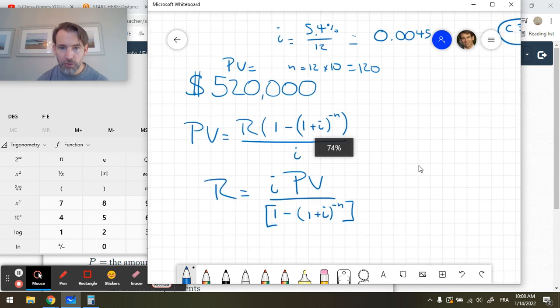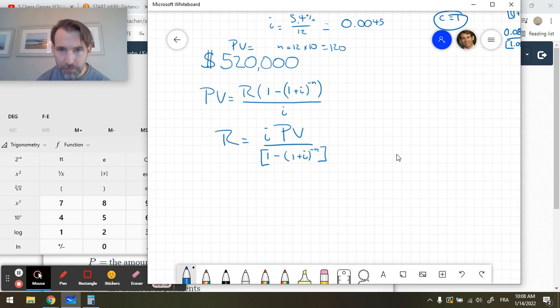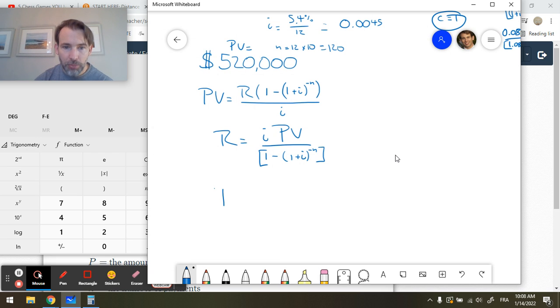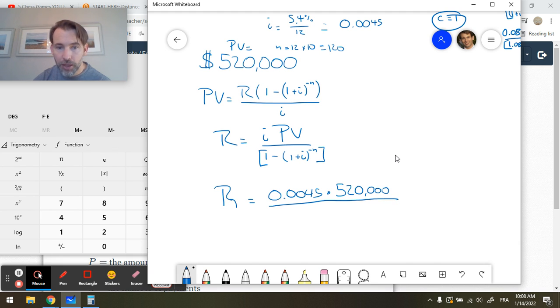So I'm just going to zoom out so I can see the numbers and give myself more space. All right. The payment, R, is equal to the interest rate, 0.0045. Well, that's nice. I get to multiply my payment by that, which is a small number. But then I multiply by this ginormous number. Divide the whole thing by 1 minus 1.0045. Notice how I skip a step and I don't write 1 plus 0.0045. Raised to the power negative 120. Okay, let's go for it.